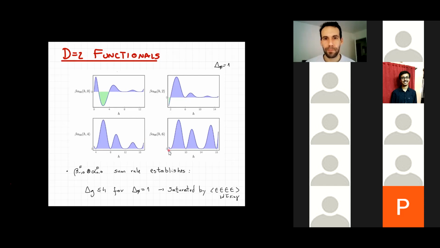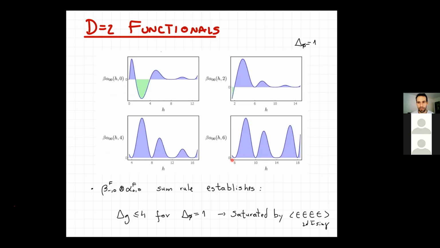I have a question. Why do these d equal to 2 functionals have this positivity property? Do you have a physical understanding? Why do they have it and the other functionals don't?